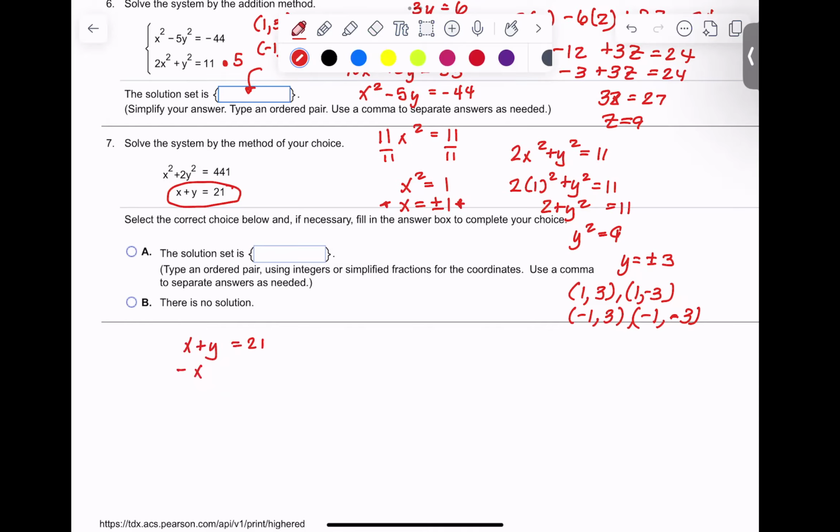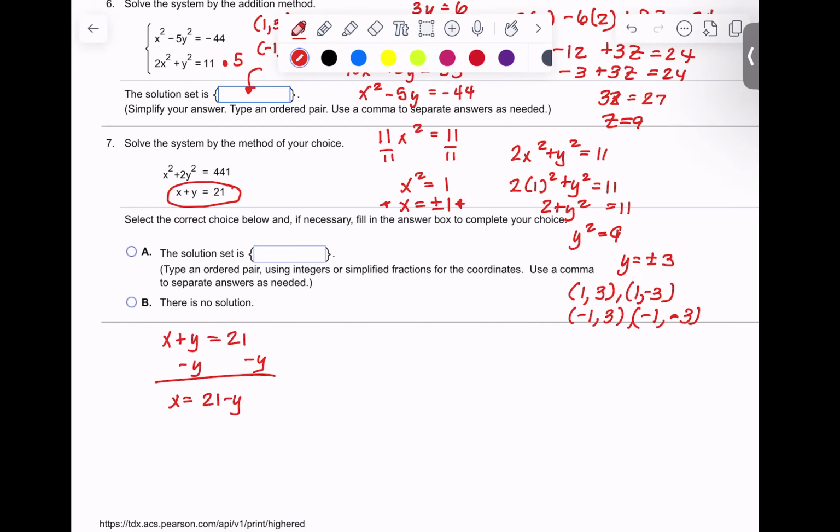So let's subtract x. No, that's the other one. I'm looking at the equation, trying to figure out what I want to do here. Let's solve for x. That'll be better. If I'm wrong, I'm wrong. So x is 21 minus y. It doesn't matter. Both of them are going to work. One is just easier than the other.